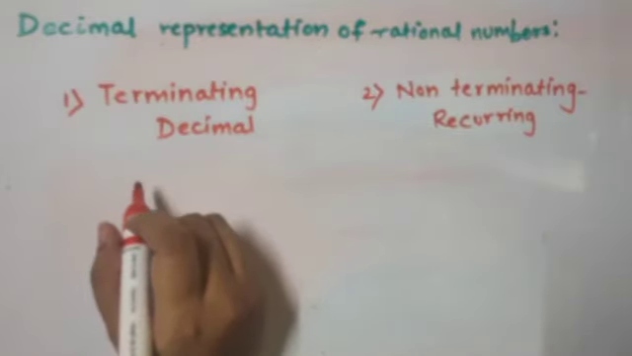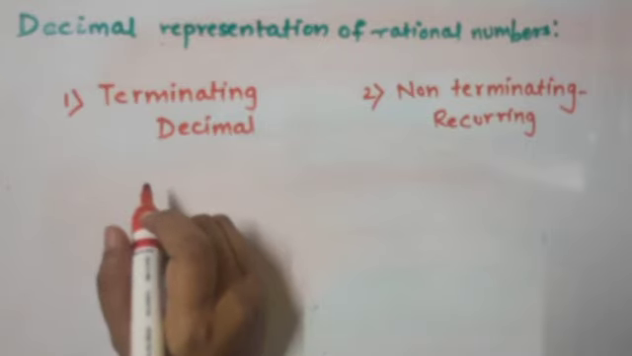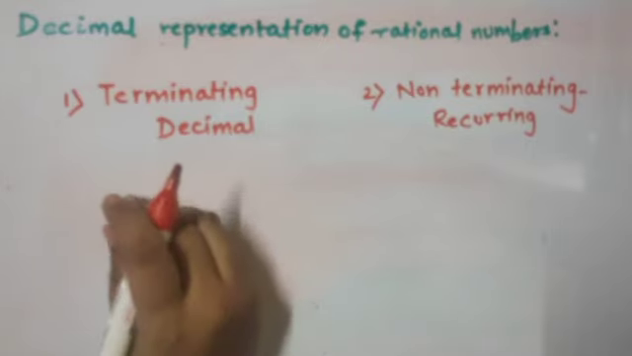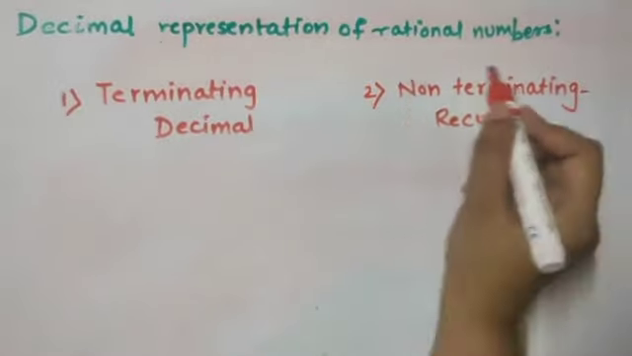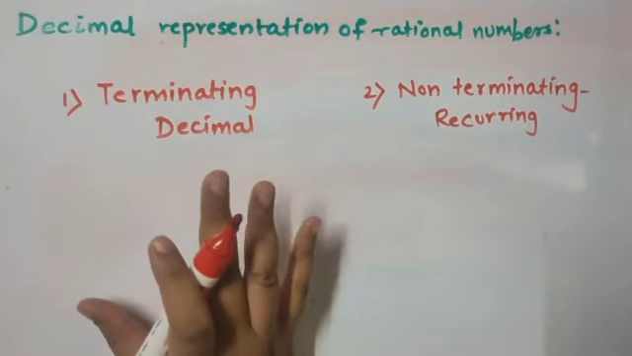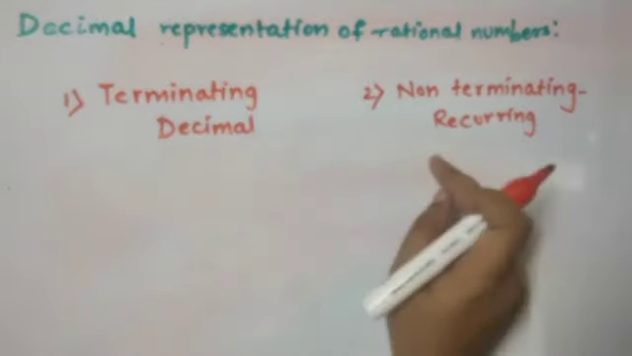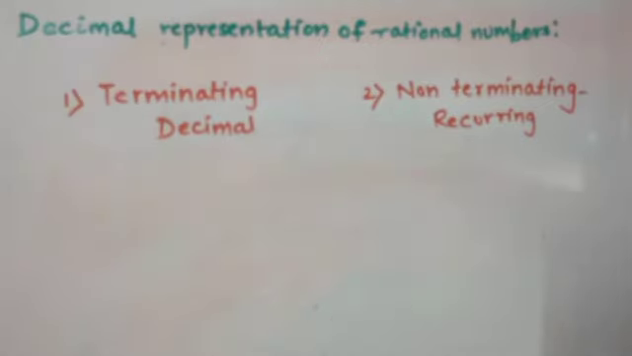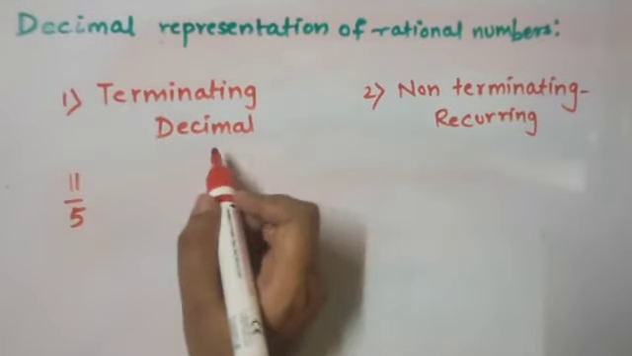Good morning everyone. In the previous lecture we studied what rational numbers are and how to compare them. Now in this lecture we are going to study the decimal representation of rational numbers. The decimal representation of a rational number can be of two types: terminating decimal and non-terminating decimal. Now we will first see what a terminating decimal is.